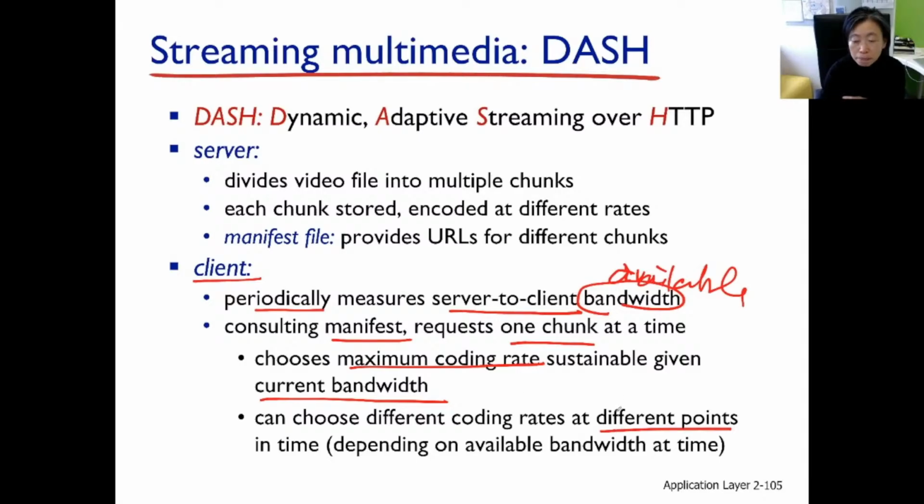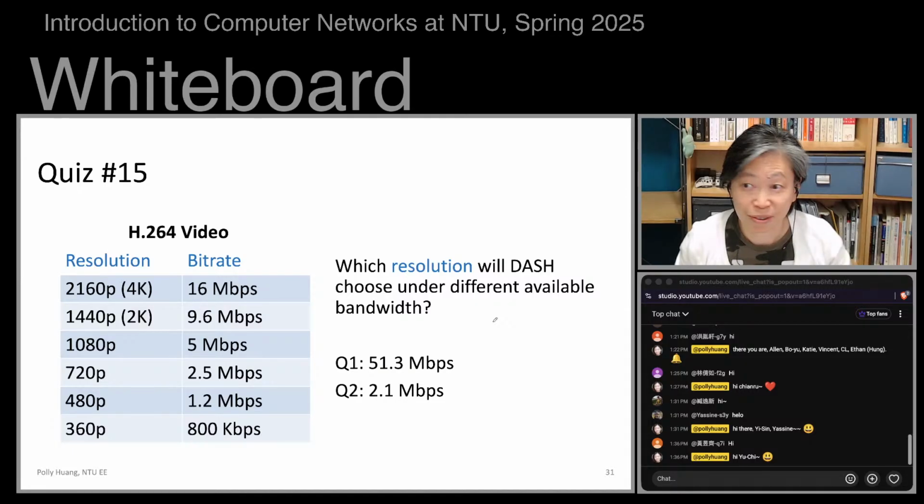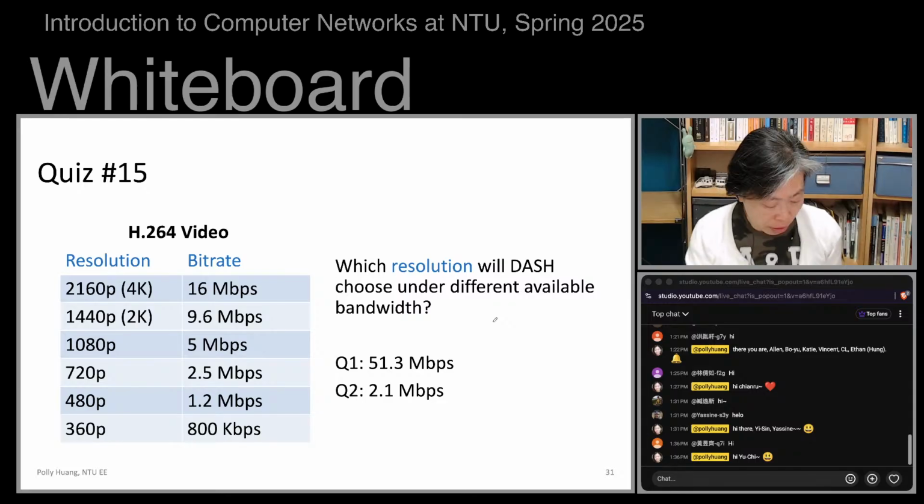And at different points in time, periodically, the client measures the available bandwidth. If it gets back up again, then you pick a rate that's a little bit better. Otherwise, if the available bandwidth drops, pick a rate that is a little bit lower. So you choose a different coding rate depending on what the available bandwidth is at a given point in time. So you see in DASH, a client is dynamically adjusting the resolution of the chunk he or she is downloading. Again, in DASH, a video is encoded into different resolutions.